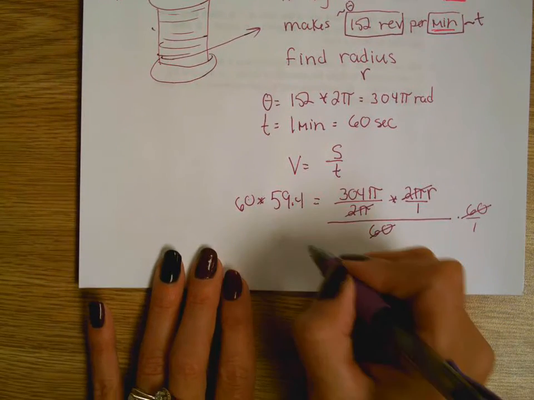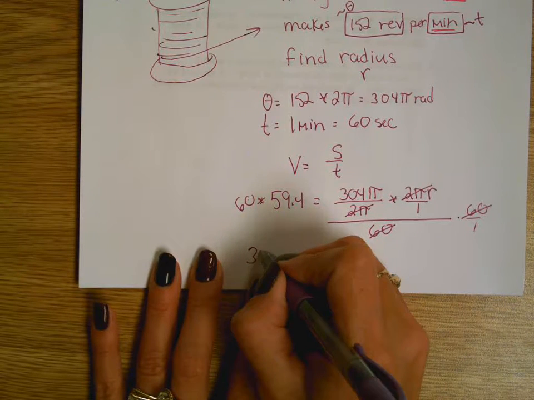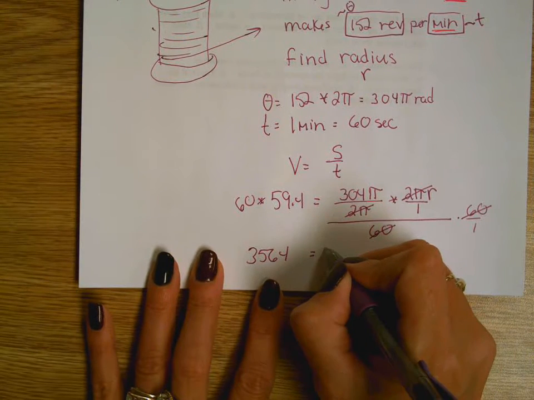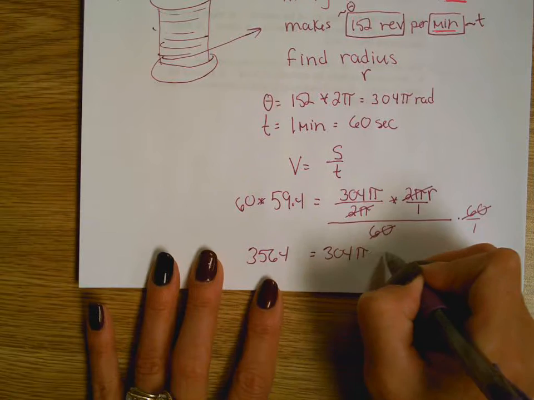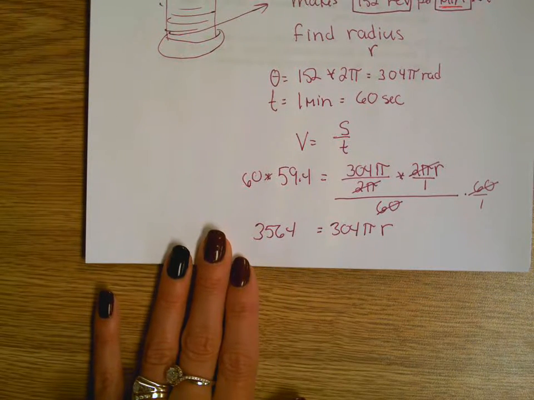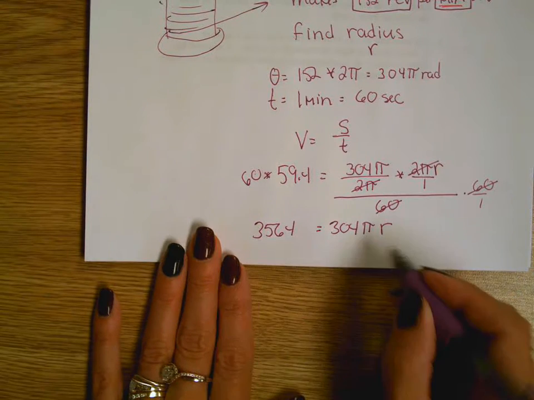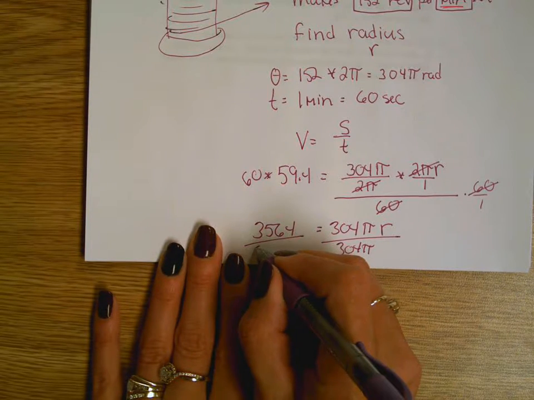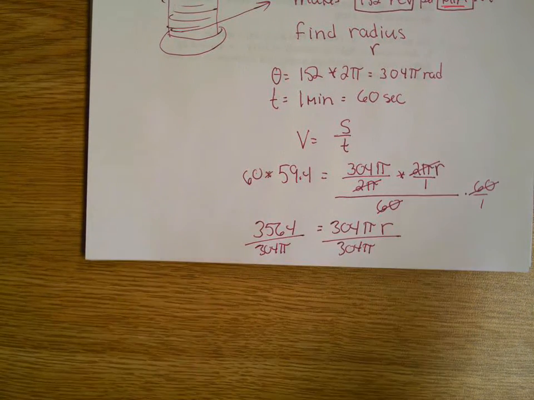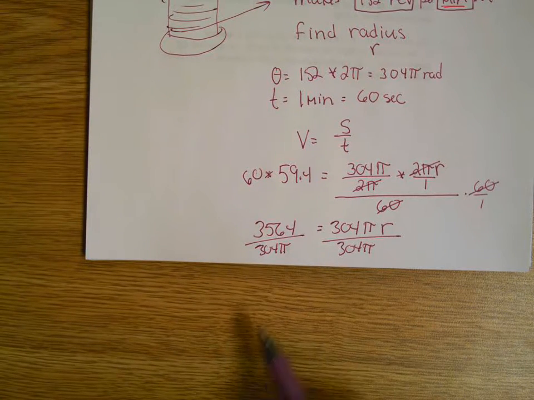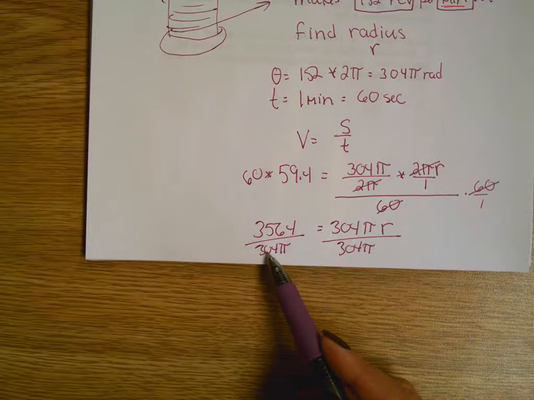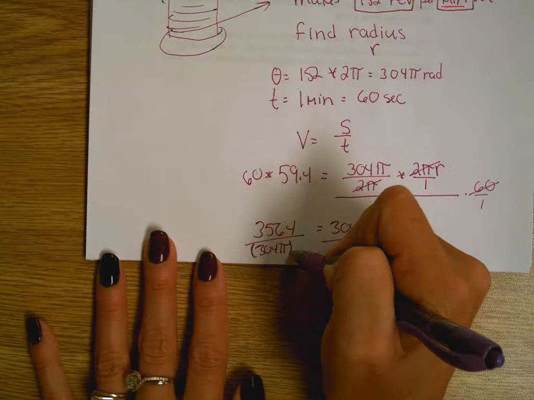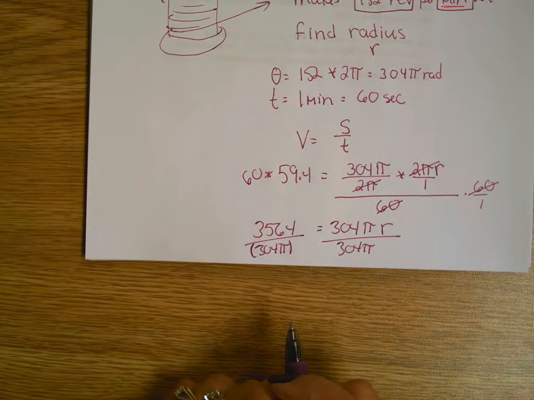Help me out on that number. 3,564 equals, the only thing I have left over here is 304 pi times r. Divide by 304 pi. You're going to want to be careful here. What are you going to need on the calculator? You have to have parentheses. Even though 304 pi looks like 1 unit, if you type it in without parentheses, it divides 3,564 by 304, gets that answer, and then multiplies that by pi. Gotta have it in parentheses so it sees this chunk as what you're dividing by.